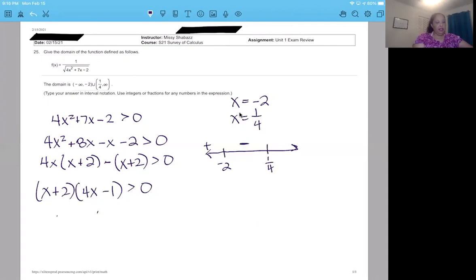Let's choose something larger than 1/4. Let's say 1. That's going to give me something positive times something positive, so that's going to give me something positive. Now, we already said they cannot equal these numbers because they're in the denominator, and that would make it undefined. I need greater than, so that's where it's going to be positive. So my domain is going to be from negative infinity to negative 2, union 1/4 to infinity.